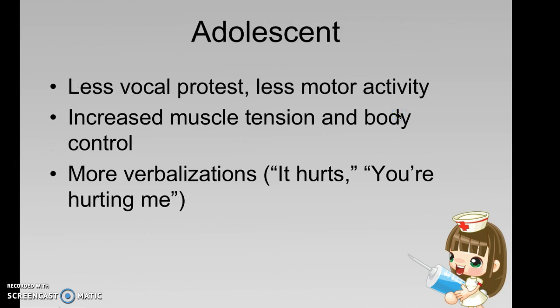That adolescent is going to verbalize much more appropriately. They can articulate their feelings. They might get tense, but they have better body control, obviously. Your typically developing adolescent is not going to hit you and thrash around, but that's not going to be across the board. So we have to be aware of that as well.